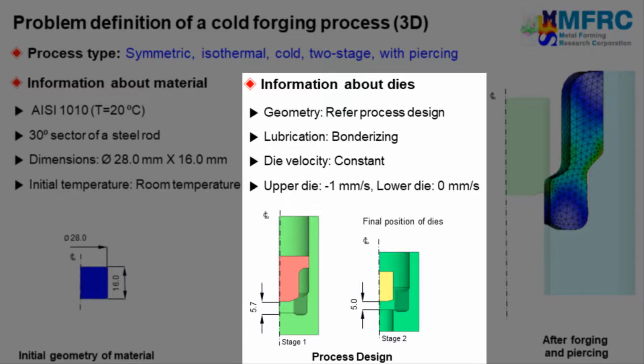Bonderizing process is used to lubricate the workpiece in this forging process. Therefore, a corresponding friction formulation will be selected. A constant velocity condition will be used in this simulation because the material is rate independent.